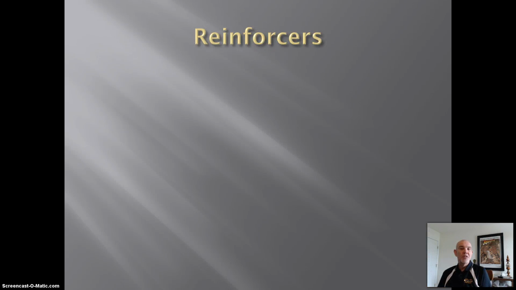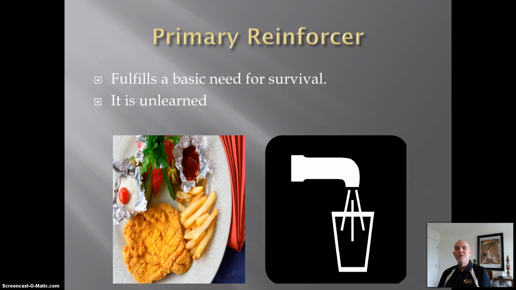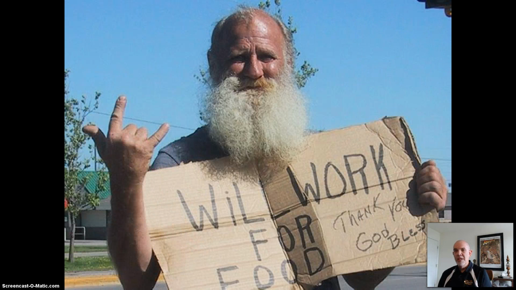Pleasant and desirable consequences that follow a behavior are known as reinforcers, and they come in two major varieties: primary and secondary. I'll go over each one. Primary reinforcers fulfill a basic need for survival, and they're not learned. We come wired that way. They're called primary because they come first, and they are most important for staying alive. These include food and water. Think about this. If a person is hungry and thirsty enough, we can positively reinforce just about any behavior with those primary reinforcers.